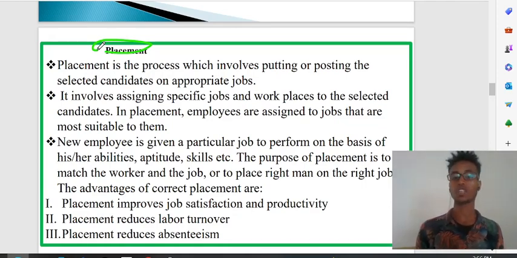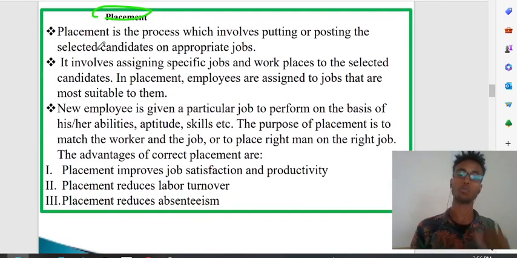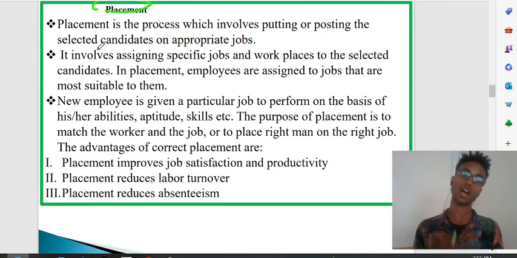A new employee is given a particular job to perform on the basis of his or her ability, attitude, and skill.